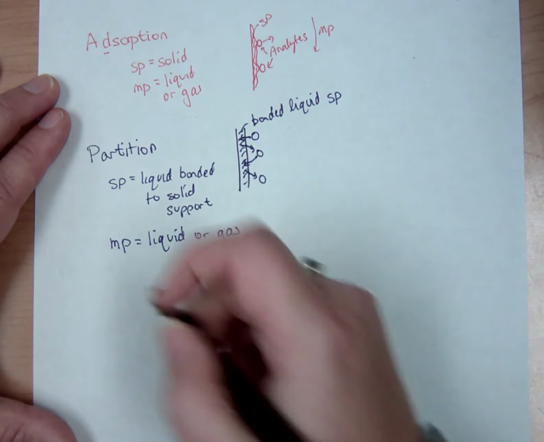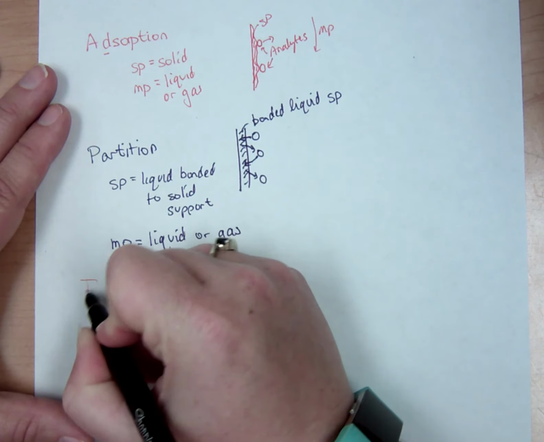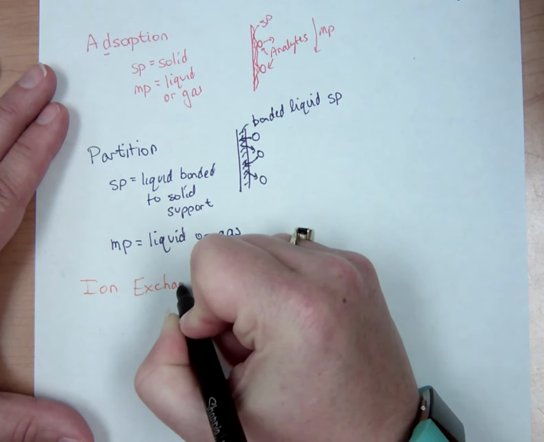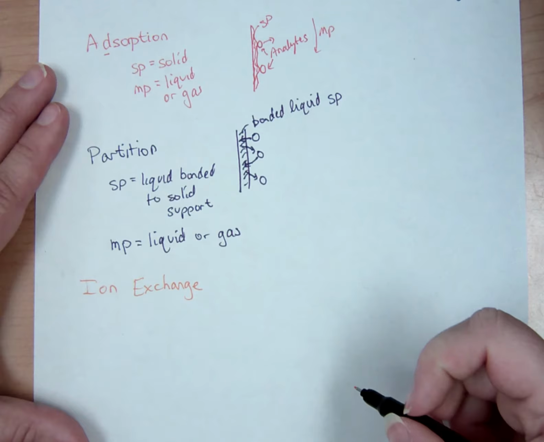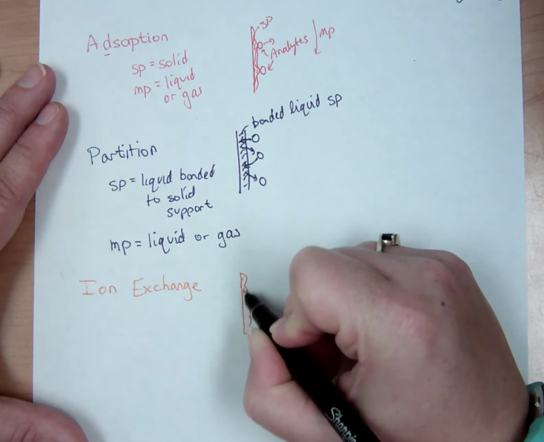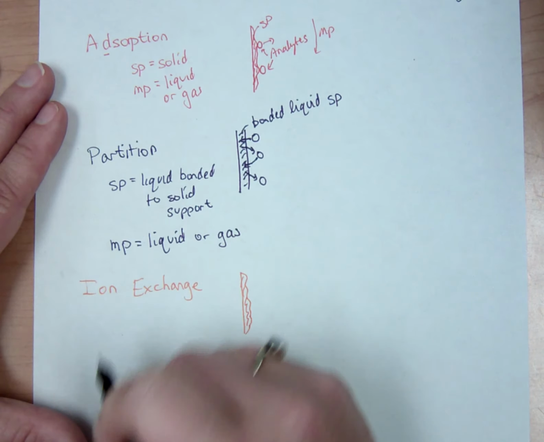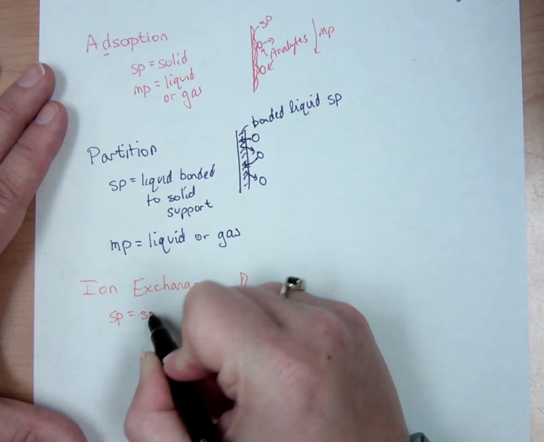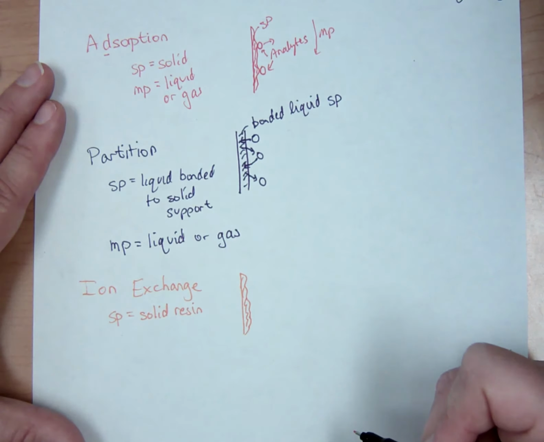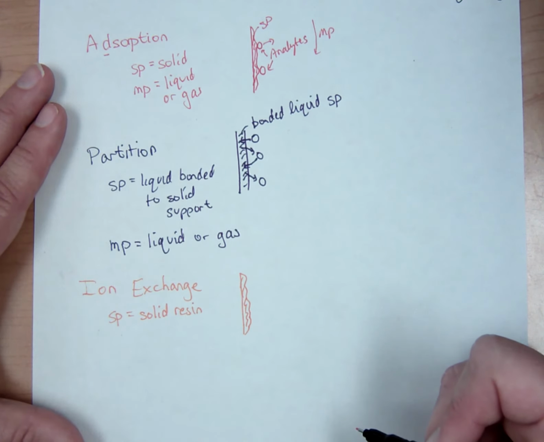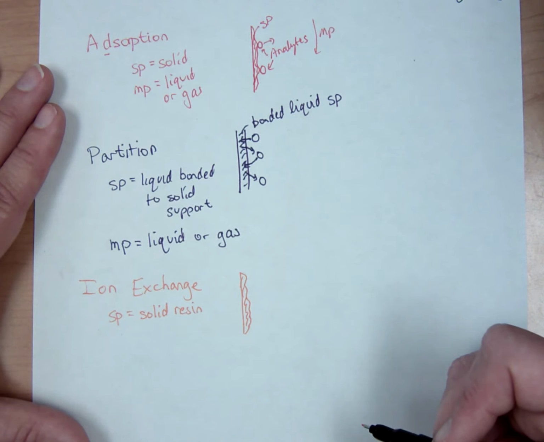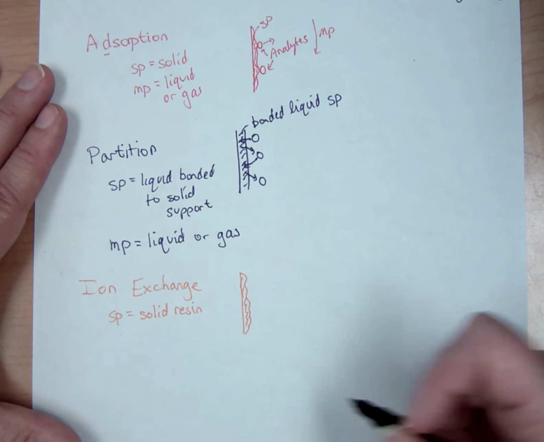Okay, so that's partition chromatography. The next type that we'll cover, and we'll actually cover this a little bit more in the next module, is ion exchange. And here what you have is a solid support. You've got a stationary phase that is a solid resin. Now what do I mean it's a resin? So a resin is a hard amorphous solid, and this particular resin has anions or cations covalently attached.